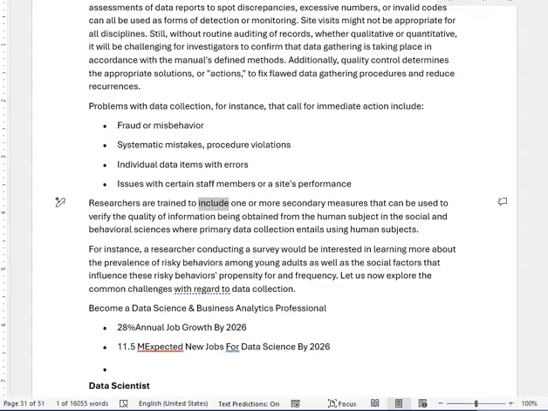Researchers are trained to include one or more secondary measures that can be used to verify the quality of information being obtained from the human subject in the social and behavioral sciences, where primary data collection entails using human subjects. For instance, a researcher conducting a survey would be interested in learning more about the prevalence of risky behaviors among young adults, as well as the social factors that influence these risky behaviors' propensity for and frequency. Let us now explore the common challenges with regard to data collection.